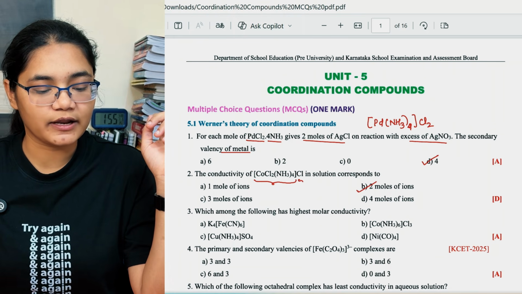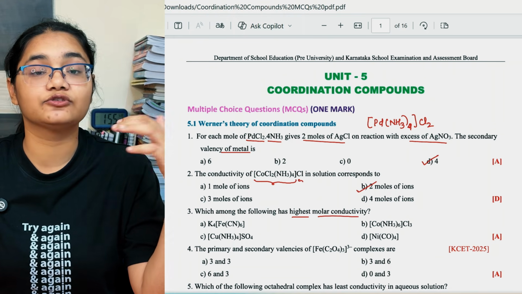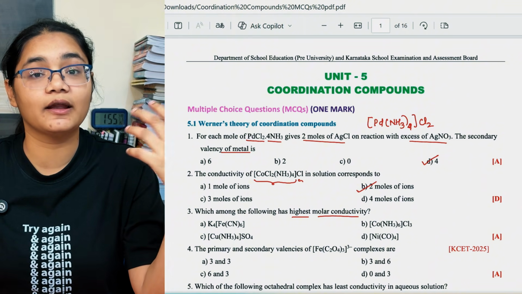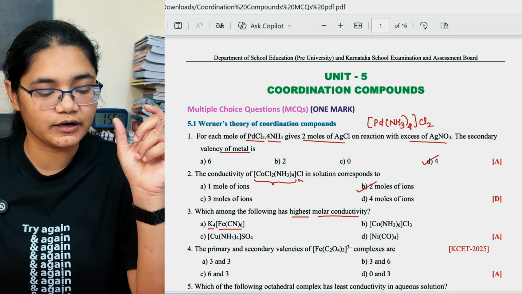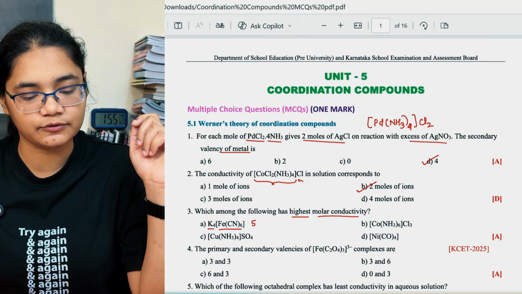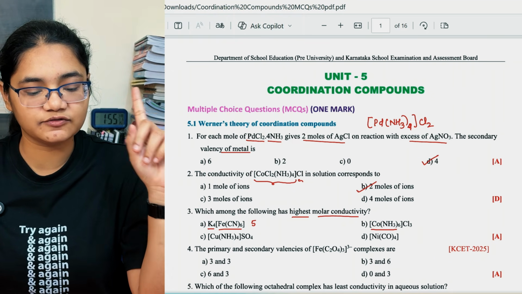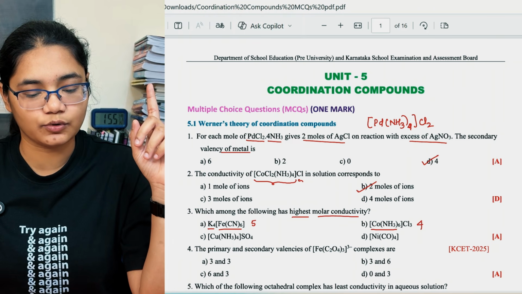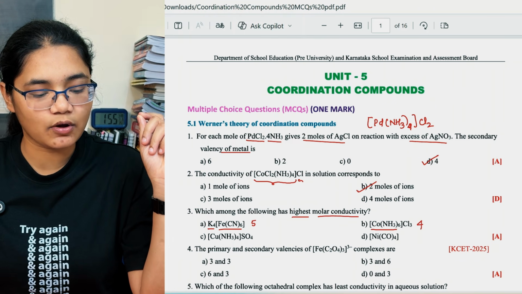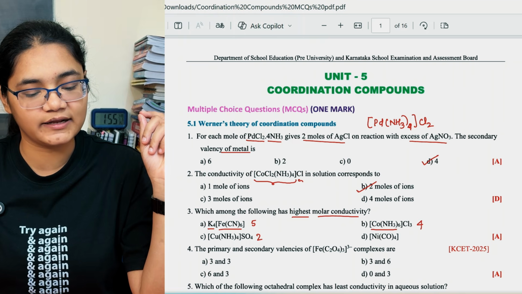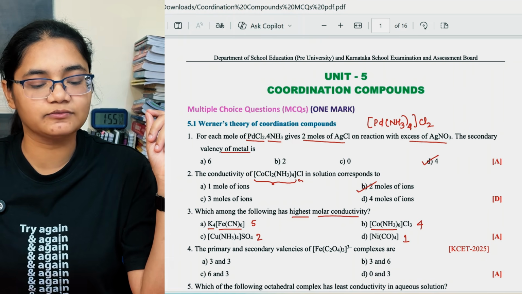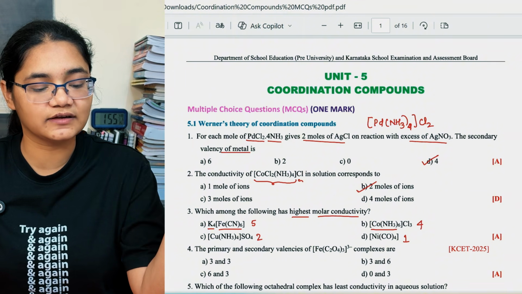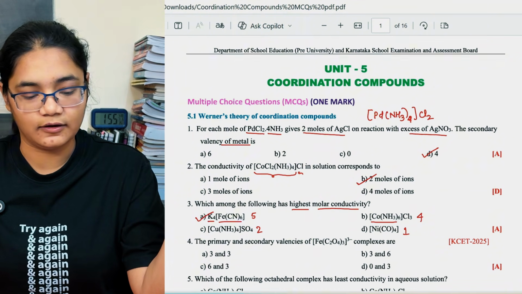Next, which among the following has the highest molar conductivity? So highest molar conductivity depends on the number of ions produced, right? So here you can see 4 potassium and one particular complex is there. So 5 ions will be produced here. Here you can see this whole complex will be 1 ion and 3 chlorine are there. So total 4 ions here. Here you can see 1 complex and 1 sulfate. So there are 2 ions, and here you will have 1 ion. Okay. So now if you count totally, this is having the maximum number of ions. So it will have the highest conductivity. So option number A here.